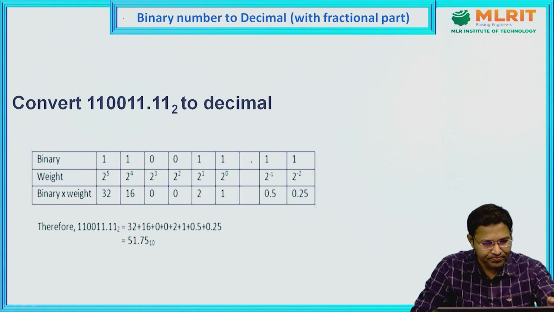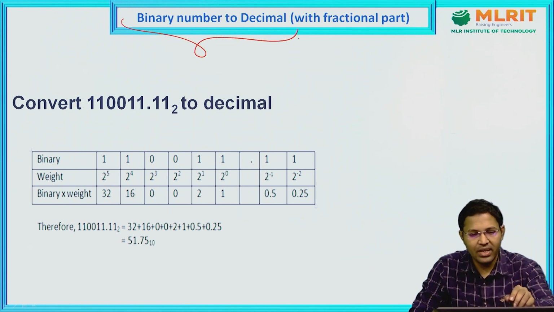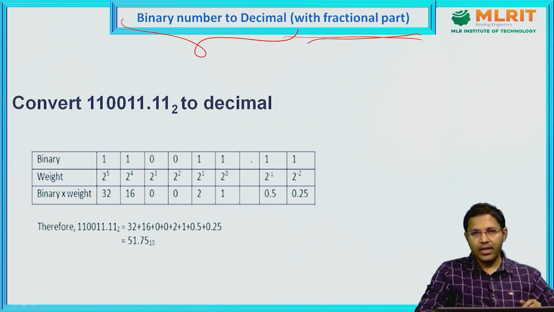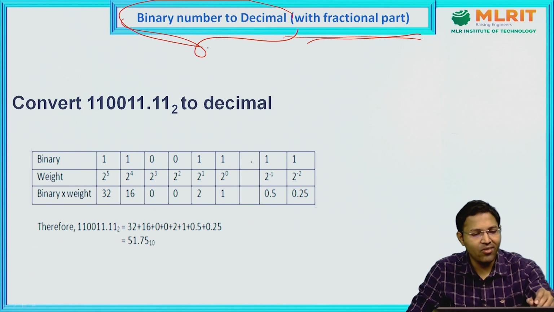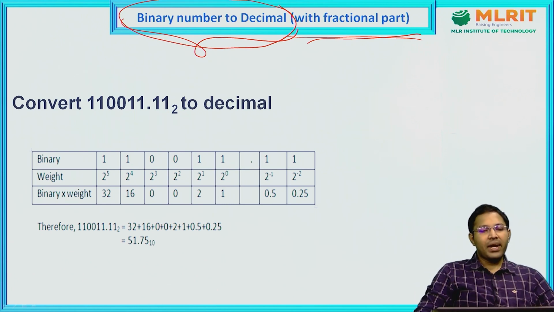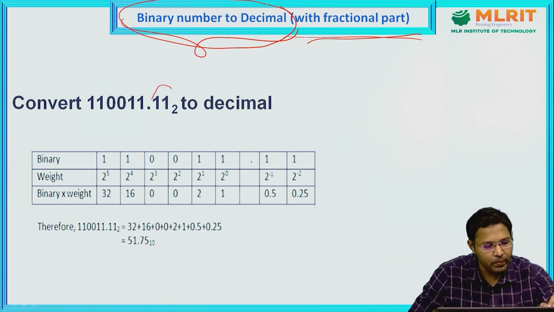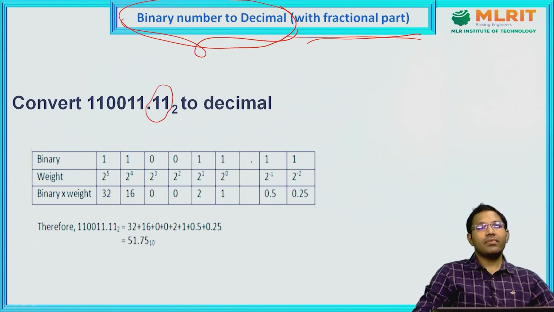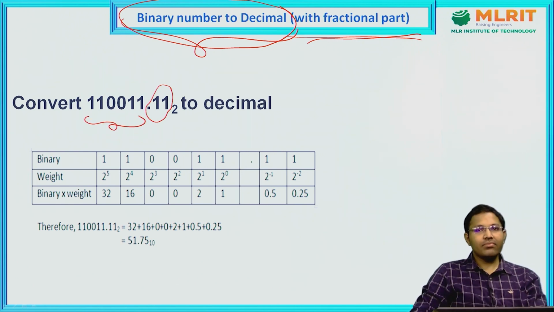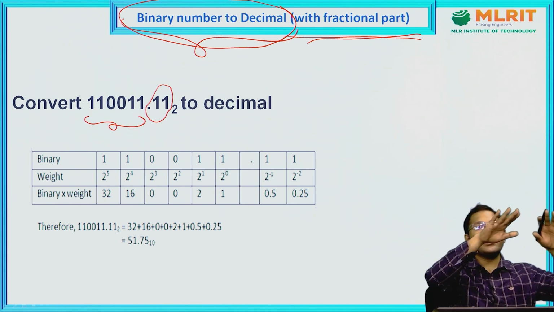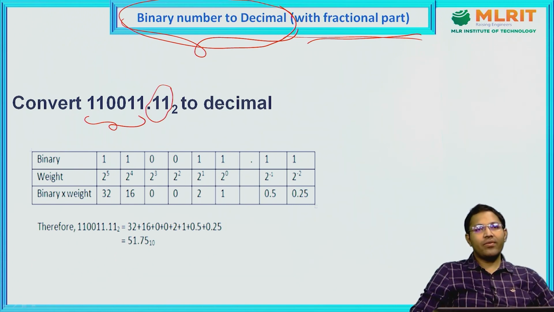So first, binary to decimal with the fractional part. In the previous class we only considered the binary number to decimal without the fractional part. So now the additional part is this fractional part. Now here, the same computation which we have seen in the previous video, we can use it.